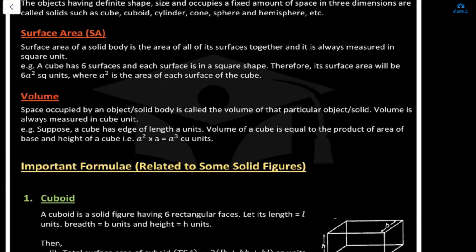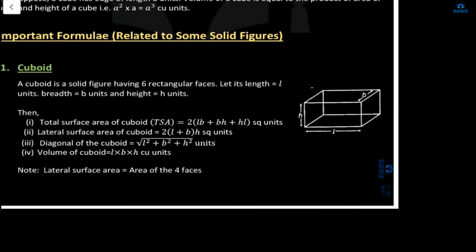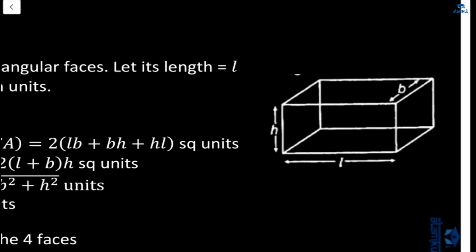Now, some important formulas that we are going to study, all the formulas of all the different shapes. Cuboid. What is a cuboid? A cuboid is a three-dimensional figure of a rectangle. You can see here the three-dimensional figure. If you see one of the surfaces, it is a rectangle. All the six rectangular faces combine and make a cuboid.